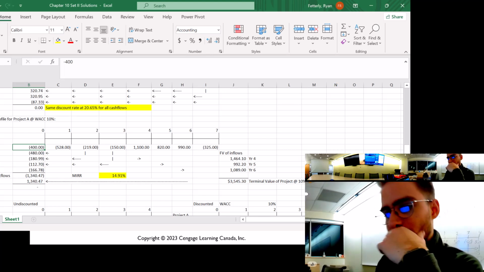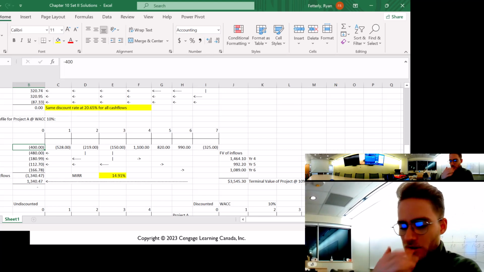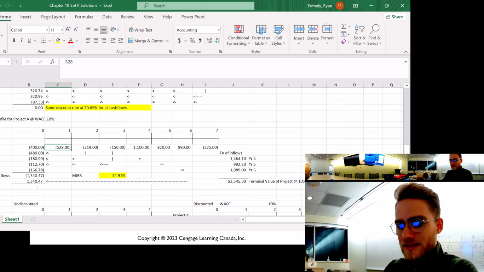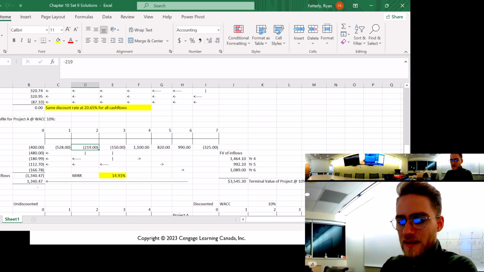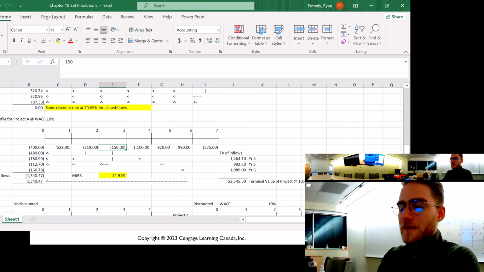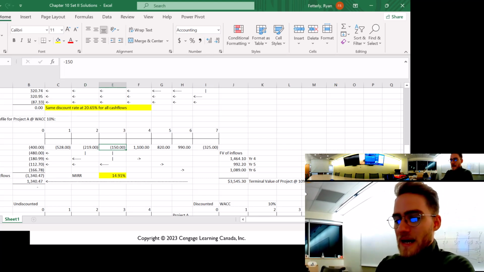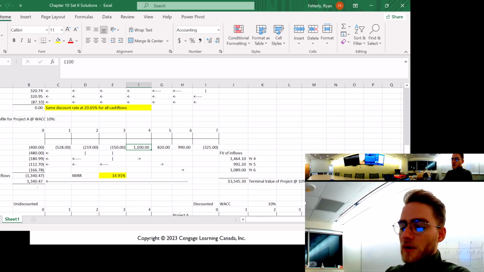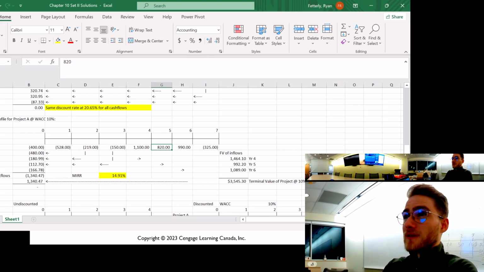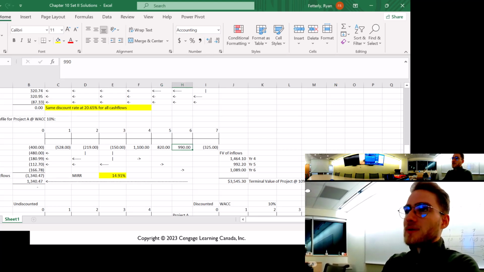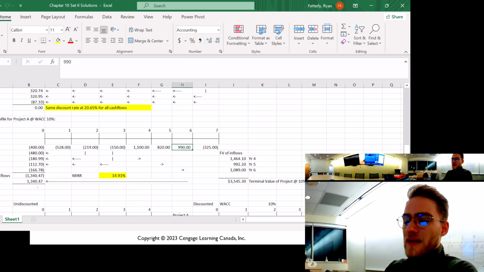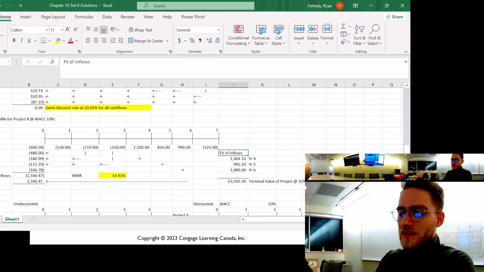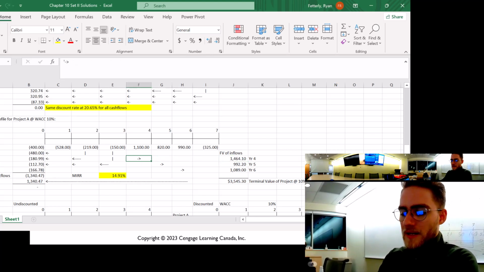So I have a project here, and $400 initial cost, and then $528 cost in year 1, $219 in year 2, $150 outflow in year 3, okay? And then year 4, I finally get positive, and I finally have inflows. So I have inflows of $1,100, inflows of $820, inflows of $990, and then finally in year 7, I have another outflow. So what this is doing is I would future value all of my inflows, right?